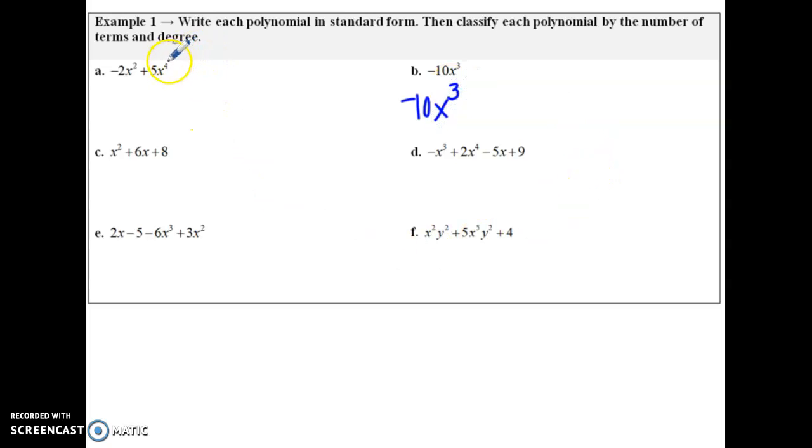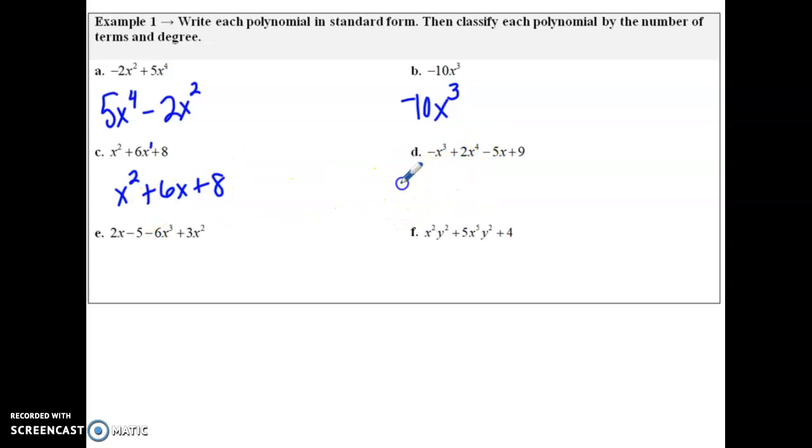For A, my bigger exponent is 4, so I need to move that term to be first in my list, and then the negative 2x squared to be second. For C, x squared is going to go first. That's my biggest exponent. Then technically this is a 1 there. And then our constant, the one without the variable, goes last.